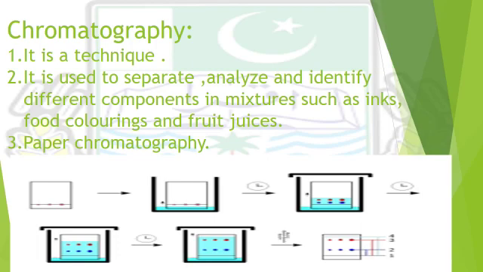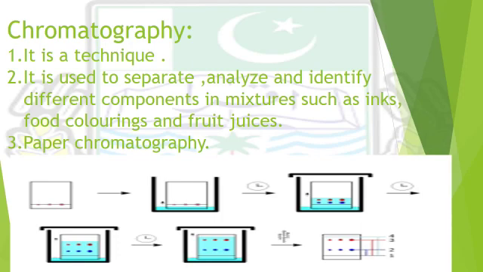For performing paper chromatography, first of all, we will take a filter paper and then we will draw a line on the filter paper which should be 2 cm above one end of the filter paper, and then we will put a dot of ink on the line.